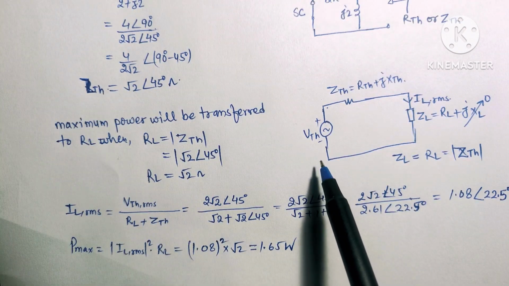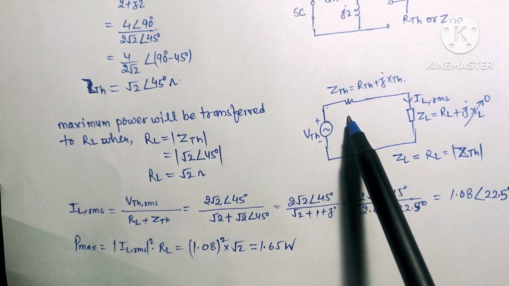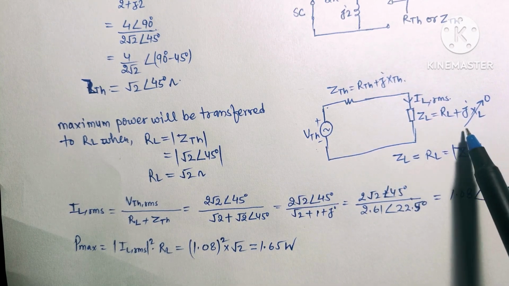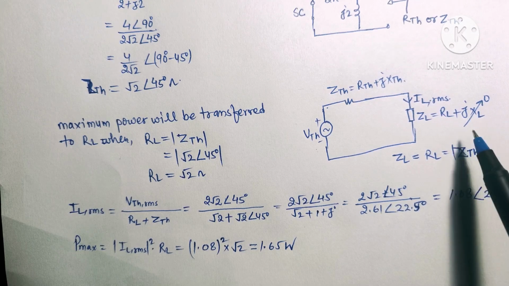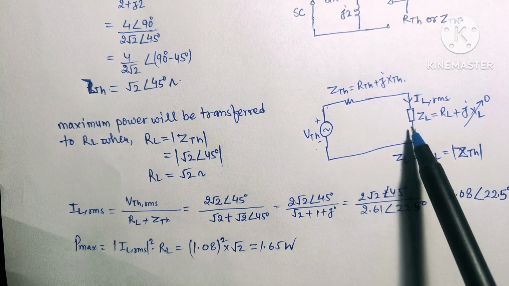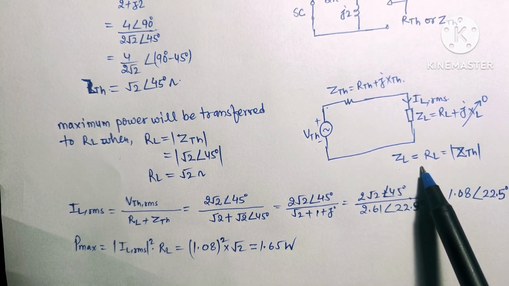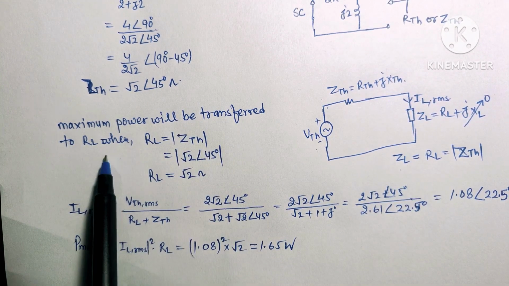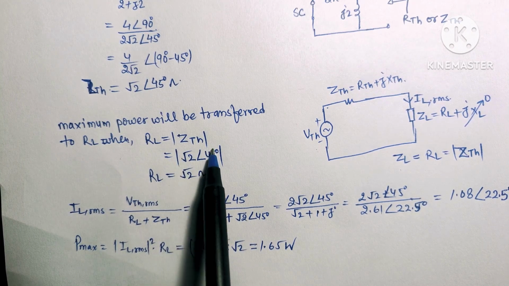As we know, if Thevenin's voltage and Thevenin's resistance of a circuit are known, and the load ZL is purely resistive, meaning XL is 0, then maximum power will be transferred to this load when ZL is equal to mod of ZTH of the circuit. So maximum power will be transferred to RL when RL is equal to mod of ZTH.